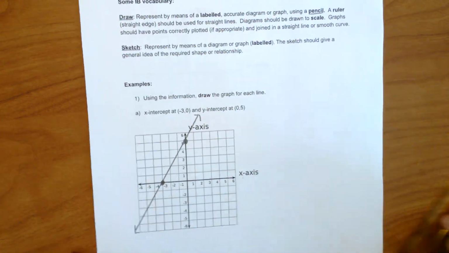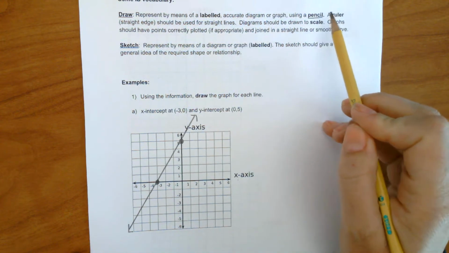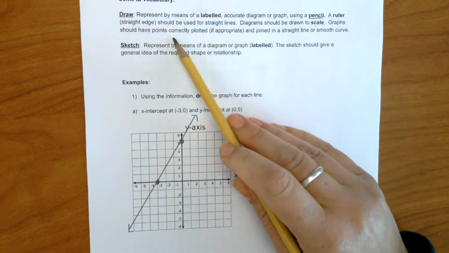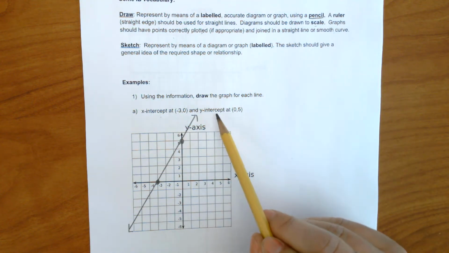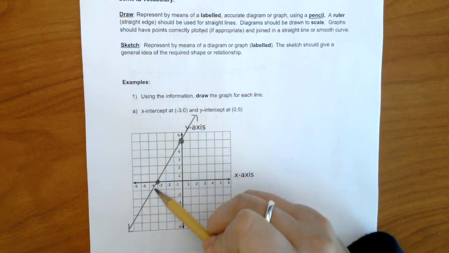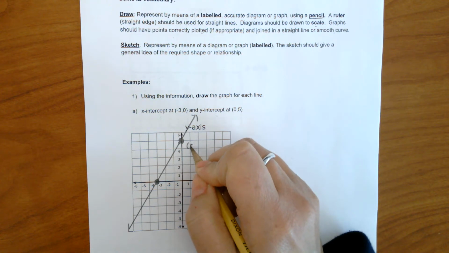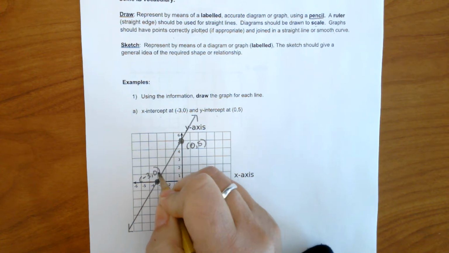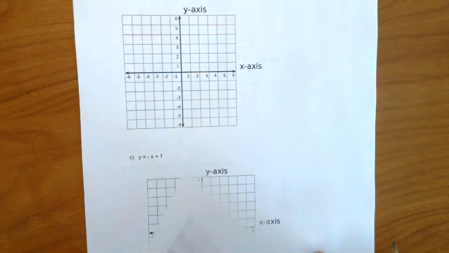And there we have our nice graph that we drew, making sure that it's labeled, making sure we used a pencil, a ruler, drawn to scale, we went by ones, points correctly plotted and joined in a straight line. Since it said x-intercept and y-intercept, I am assuming that this is a straight line that intersects the x and the y-axis. Now, if you want to go a step further, and label your points here, 0, 5, and -3, 0. You can do so as well. That just makes it even better. Let's go to our next one.